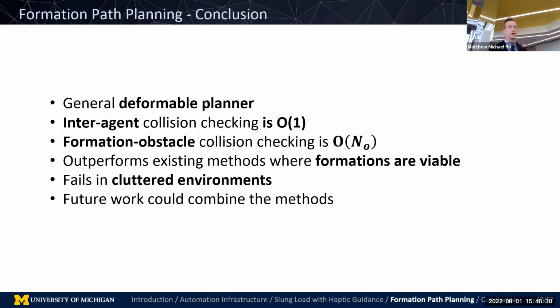So in conclusion for this work, I propose a general deformable planner that has constant time inter-agent collision checking, as well as O of N formation obstacle collision checking. It outperforms existing methods when formations are viable, but it does fail in cluttered environments. Future work could combine these to make it even better, but considering the UTM domain, there may not be a reasonable scenario to have cluttered environments for these vehicles to fly through. We may always want them to maintain a formation.